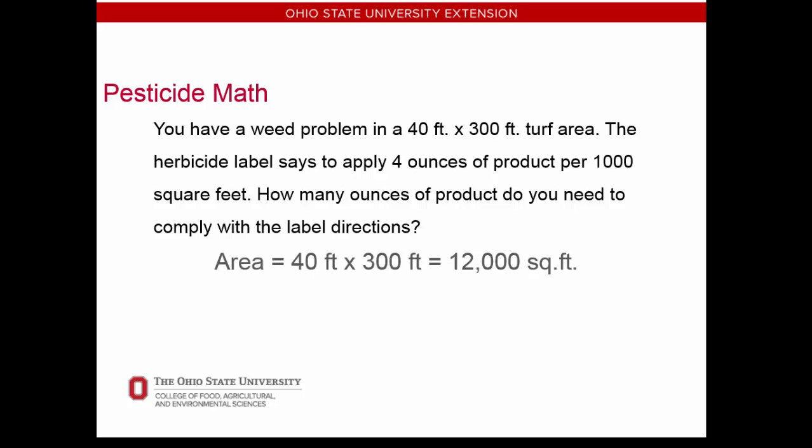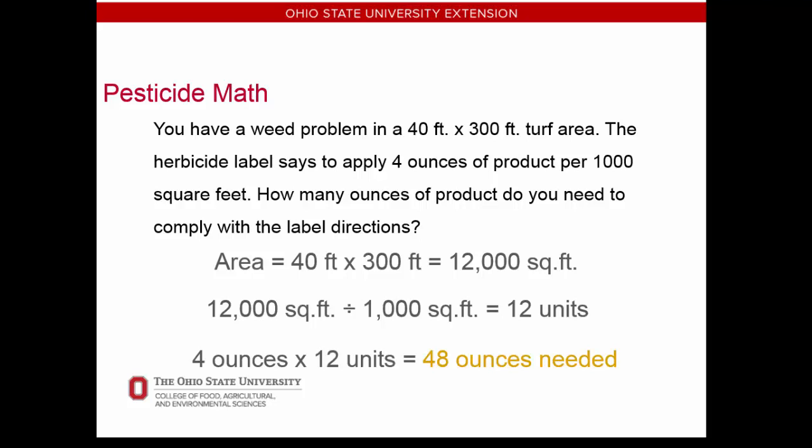Most of you can do the rest in your head, but let's look at how the math is actually done. Next, determine how many 1,000 square foot units there are in 12,000. So we take 12,000 and divide by 1,000 and get 12 units. If the label calls for 4 ounces per 1 unit of 1,000 square feet, and we have 12 units, multiply 4 times 12. We need 48 ounces of product to treat the area.